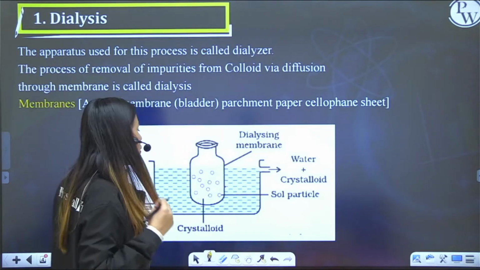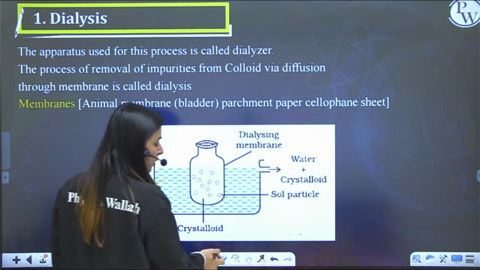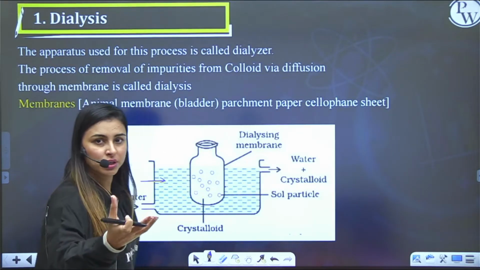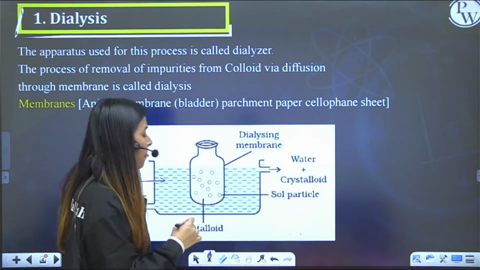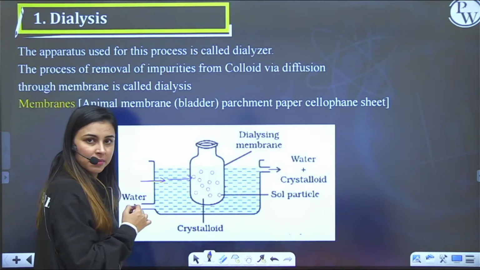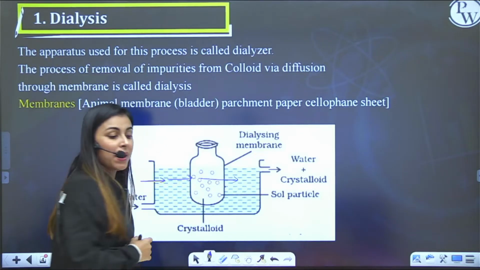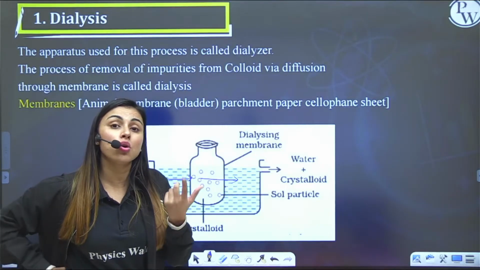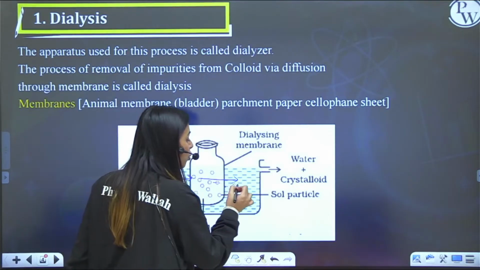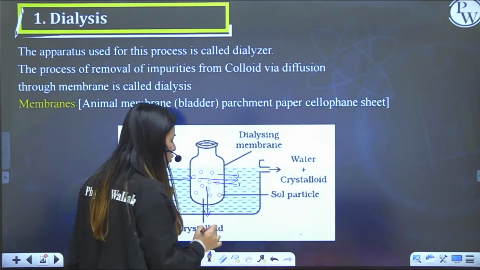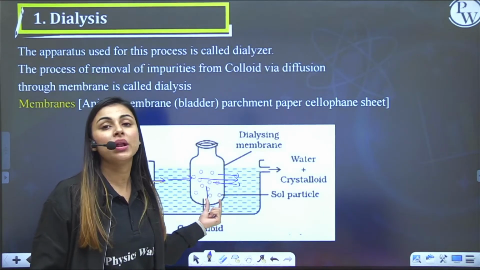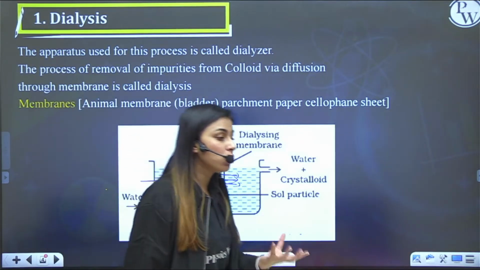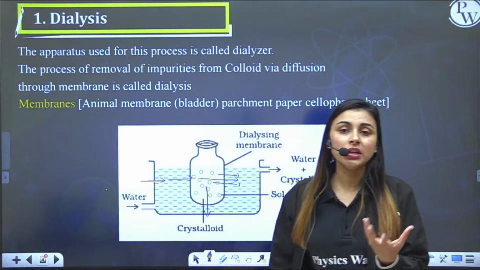Now when you pass water through it, what will happen, my dear students? Ma'am, water will pass. Water is a true solution. It has a size range of less than 1 nanometer. It can go through this dialyzing membrane, and when it moves past it, it will take the impurity along with it, and since the size range of the impurity is also less than 1 nanometer, it can go with the water. And what will you be left with inside the membrane? You will have only and only your pure colloidal solution. So this is a method where you can purify your colloidal solution.